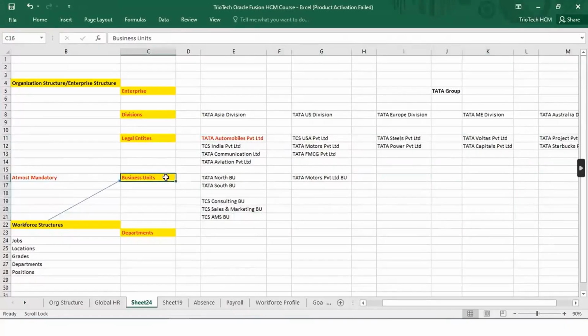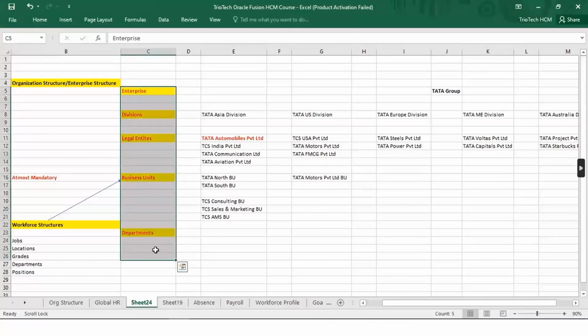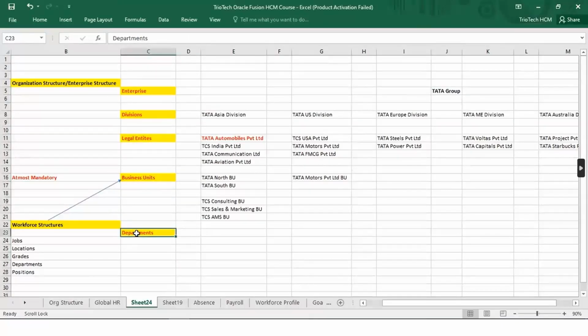And under business unit in the Fusion application team, we have something called departments in the system. This is the lowest or the niche level in the org or enterprise structure in the Fusion application team. At the top, we will have enterprise, and at the bottom, we will have departments. Department means what team? The lowest level of bifurcation in the client business team.